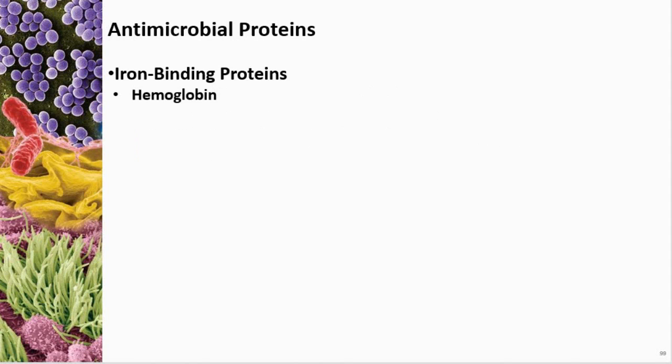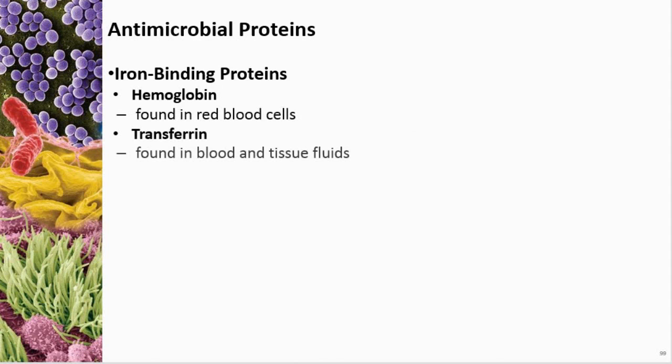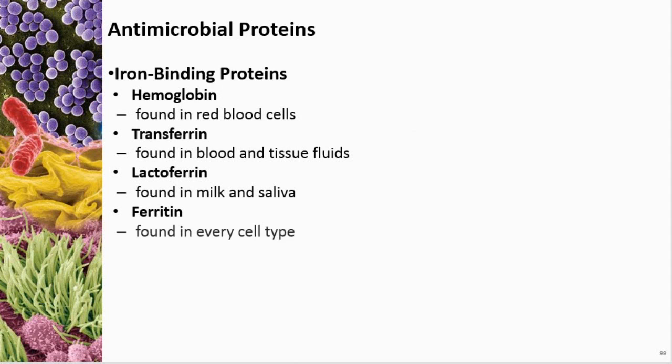So hemoglobin is actually an iron-binding protein. We use iron in the hemoglobin. That's what the oxygen attaches to. Another one is called transferrin. It's found in blood and tissue fluids. Another one is called lactoferrin. And that's transferrin, not transferrin, because fer is iron. Anyway, lactoferrin, transferrin. Lactoferrin is found in milk and saliva. That's where it gets the name lact from. Ferritin is found all over in all of our cells.